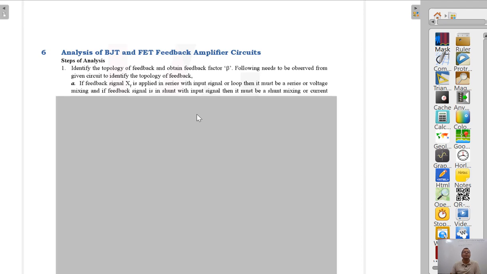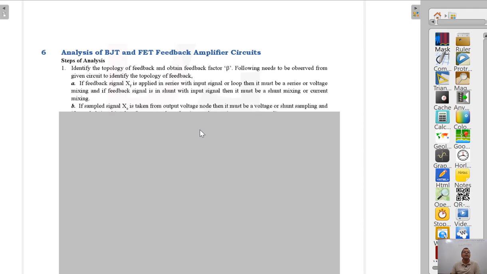Fine. So the second part is, if the sampled signal X0 is taken from the output voltage node, then it must be a voltage or shunt sampling. And if the sampled signal is taken from the output loop, then it must be a series or current sampling. We will see that one by one, but you just need to remember certain steps, the steps to be followed for the analysis.